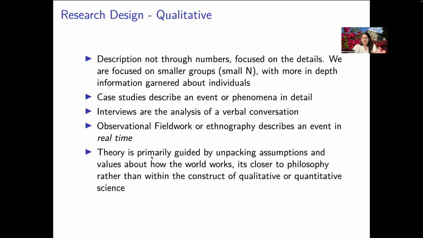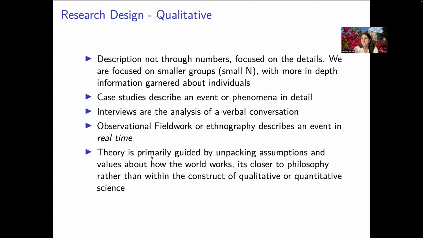And so they're juxtaposed, right? Quantitative is large N, lots of observations, aggregating. Qualitative is all about the details and getting into the nitty gritty about a smaller group. So there are pros and cons of both. Both are valid and wonderful ways to approach garnering evidence about phenomena. Some of the main ways that folks do this is through something like case studies, describing an event or phenomena in detail that goes back into the past.